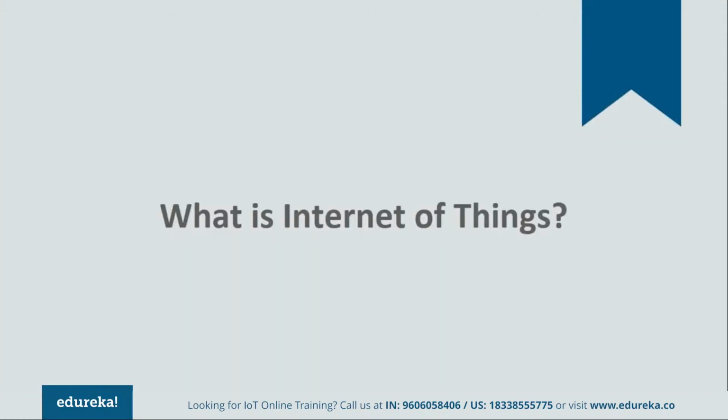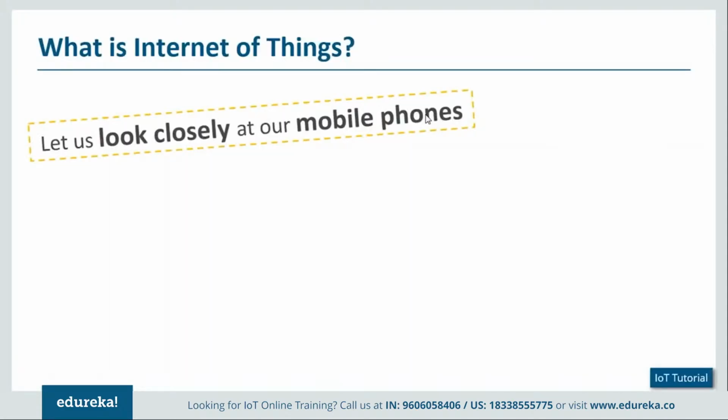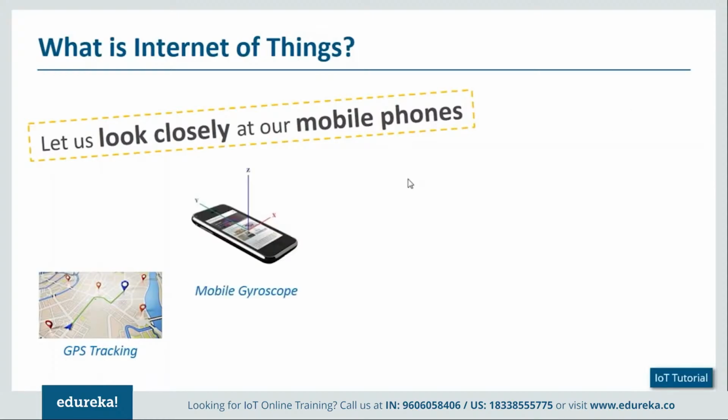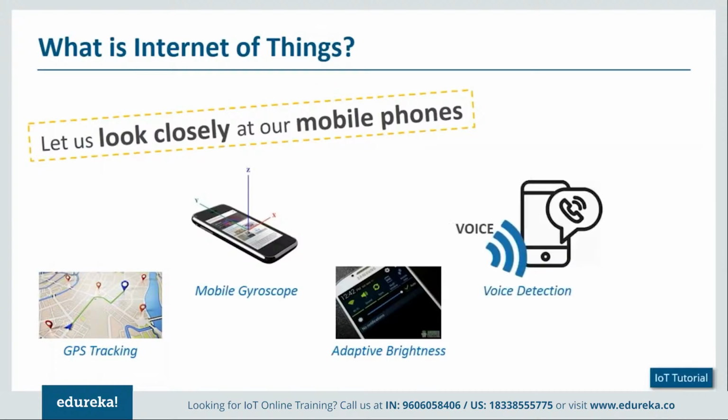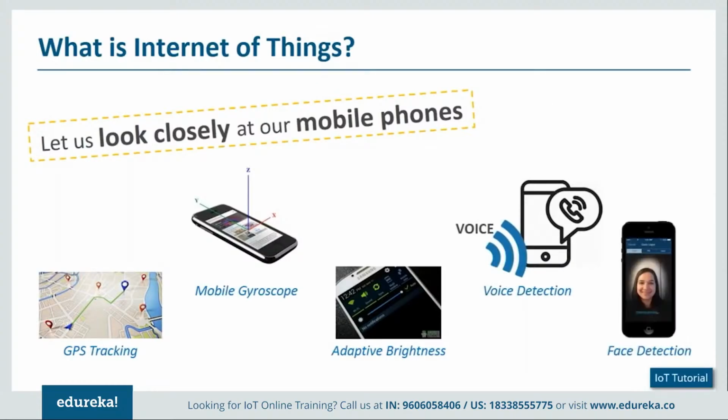Now, to help you understand what is Internet of Things, let's look at an example of our mobile phones first. Our mobile phones have GPS tracking. They also have a gyroscope. You have adaptive brightness, which gets adjusted based on the light falling on it. You have voice recognition, and you also have face detection, which identifies who is the user. Now again, iPhone X is coming with face detection. So these are a lot of features that come pre-built on the mobile.